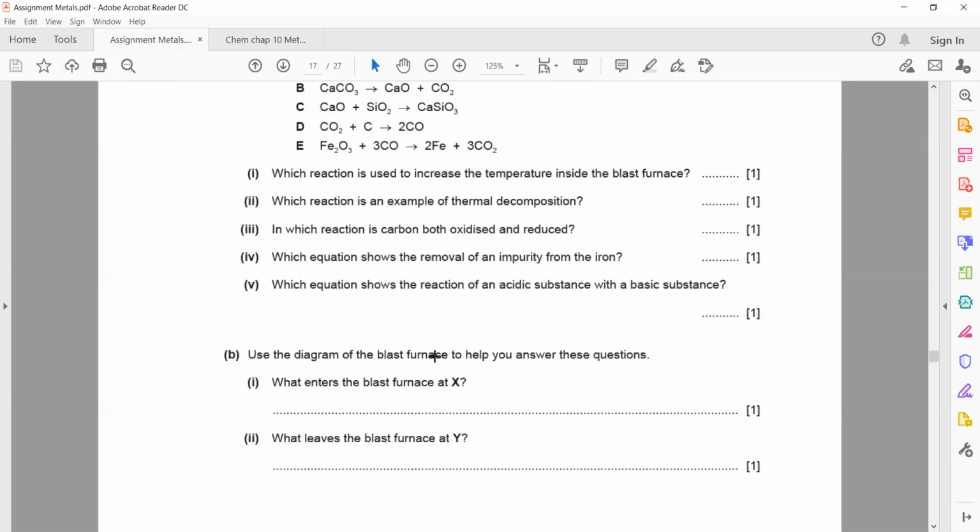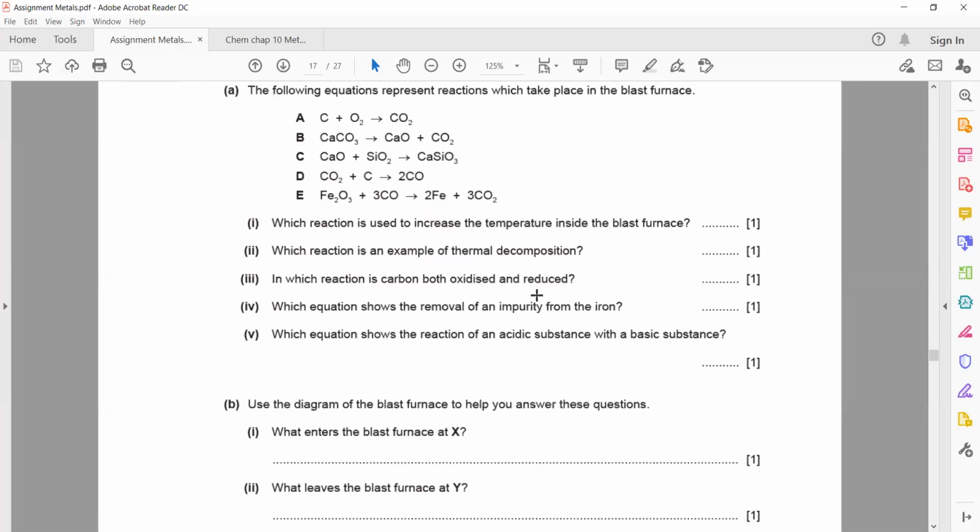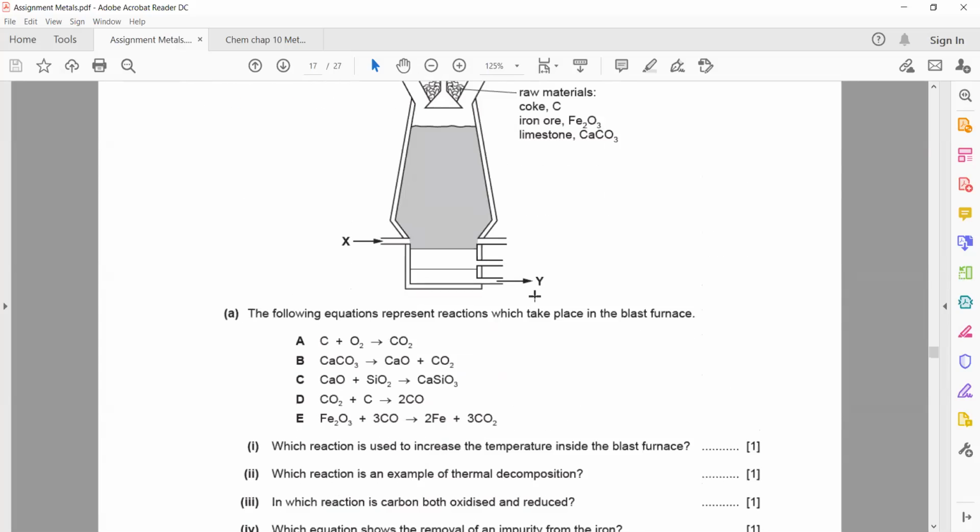Use the diagram of the blast furnace to help you answer these questions. What enters the blast furnace at X? What enters at X? Hot air.